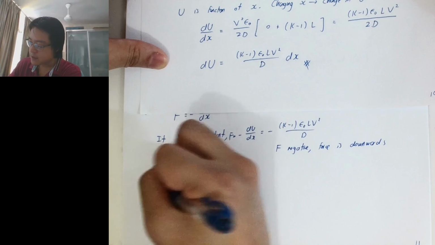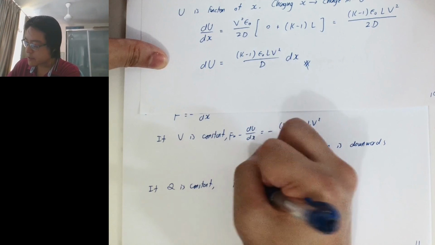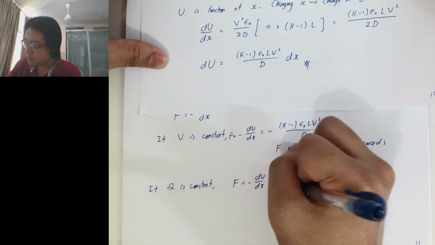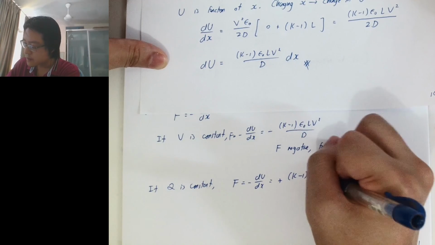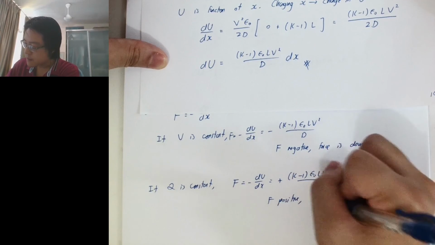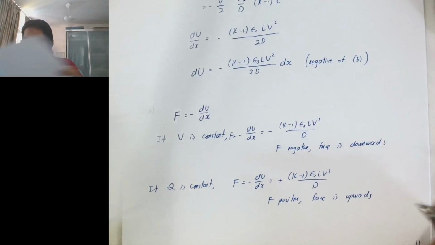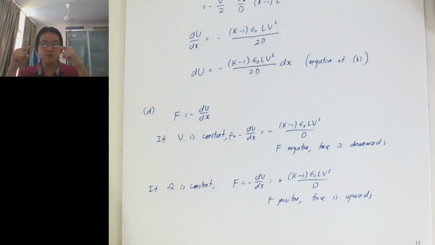Then if Q is constant, I calculate the force from dU/dx and I will get a positive number over here. Then F is positive, and the force is upwards. So depending on whether you're attached to a battery or disconnected from a battery, the capacitor is exerting an attractive or repulsive force onto the dielectric. So that is the main part.